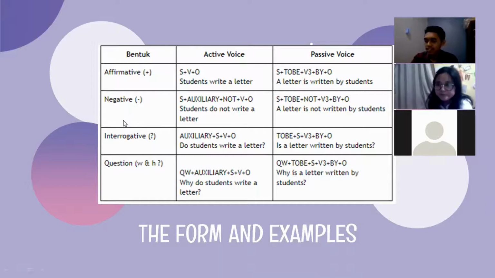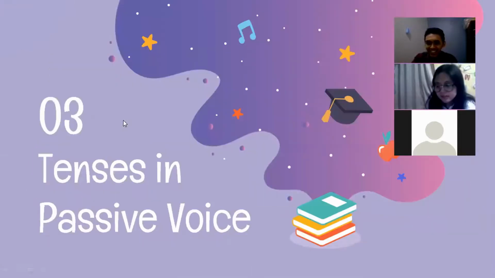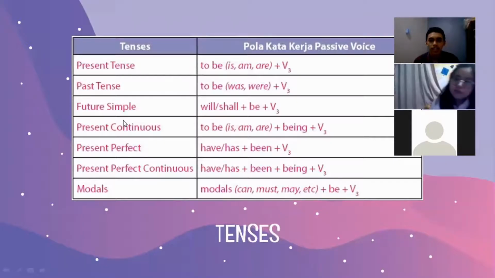Is it understood, my students? Yes. Okay, number three, tenses in passive voice. I have number one, the present tense. The form is to be, is, am, are, plus verb 3.